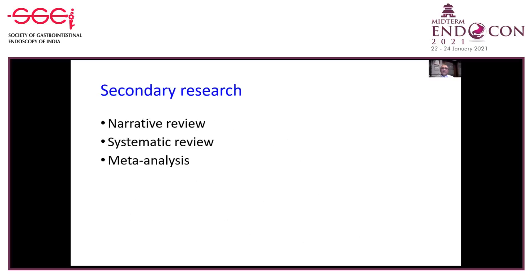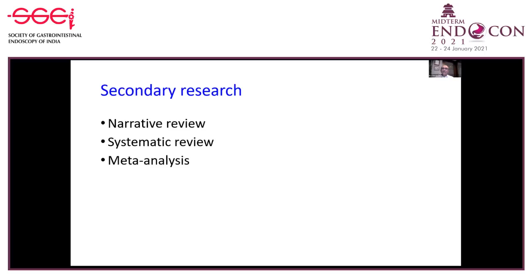Just a brief word about secondary research. This is also very important because you can use other people's research to try and make sense and answer questions which are of clinical importance. Of course, a narrative review is the simplest way. You just take together a number of papers, put together all the details, and review it. It's the simplest research. It is probably good for somebody who's just surveying the landscape.